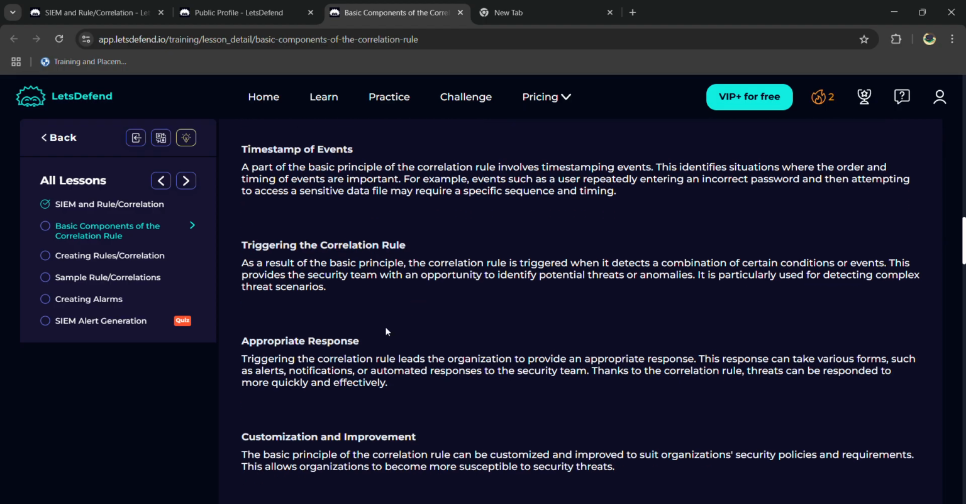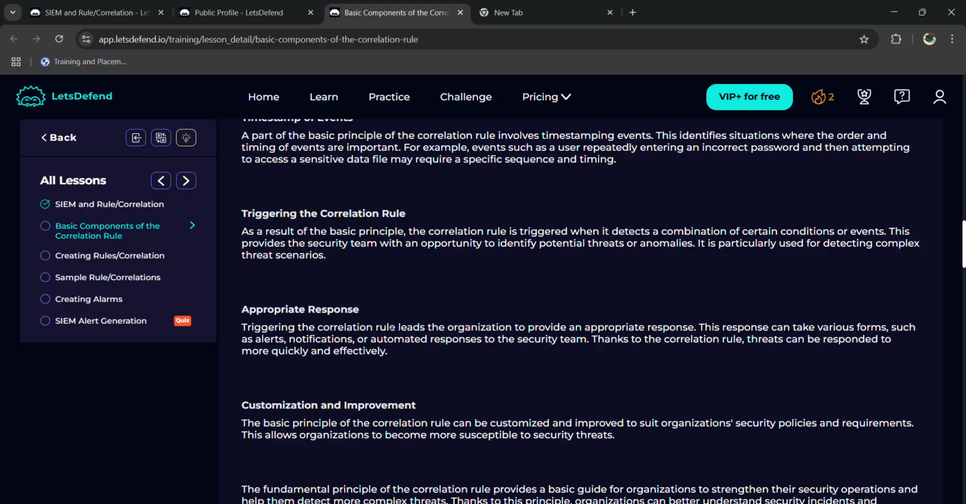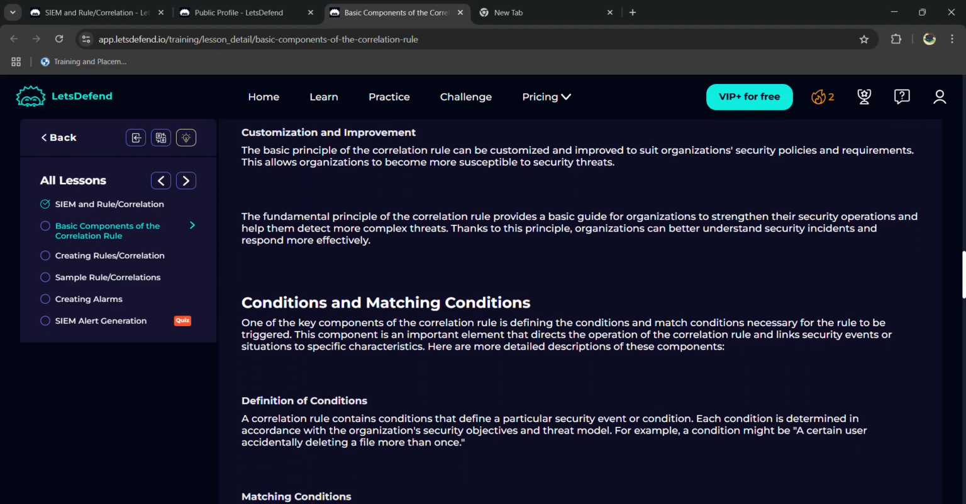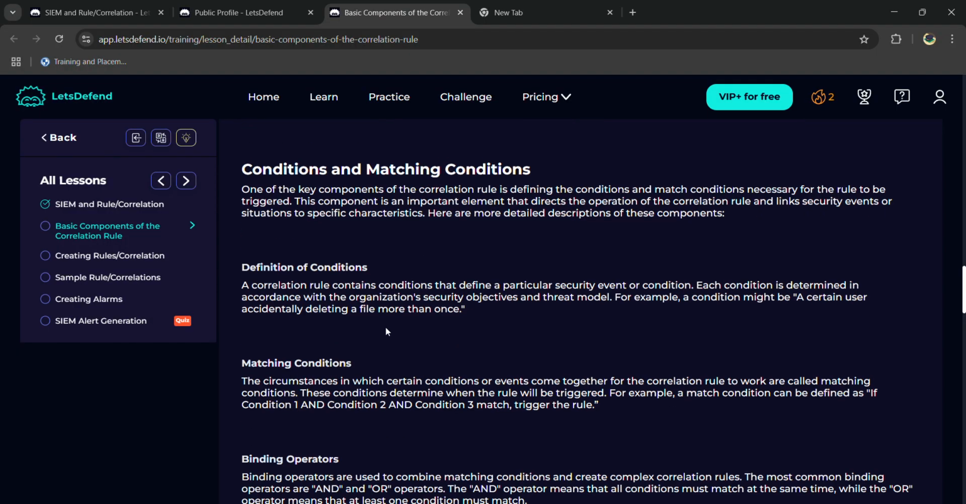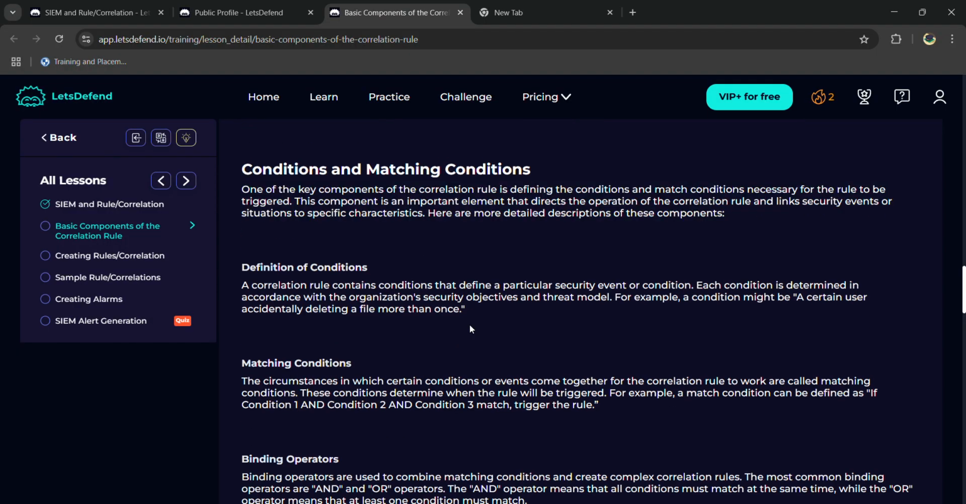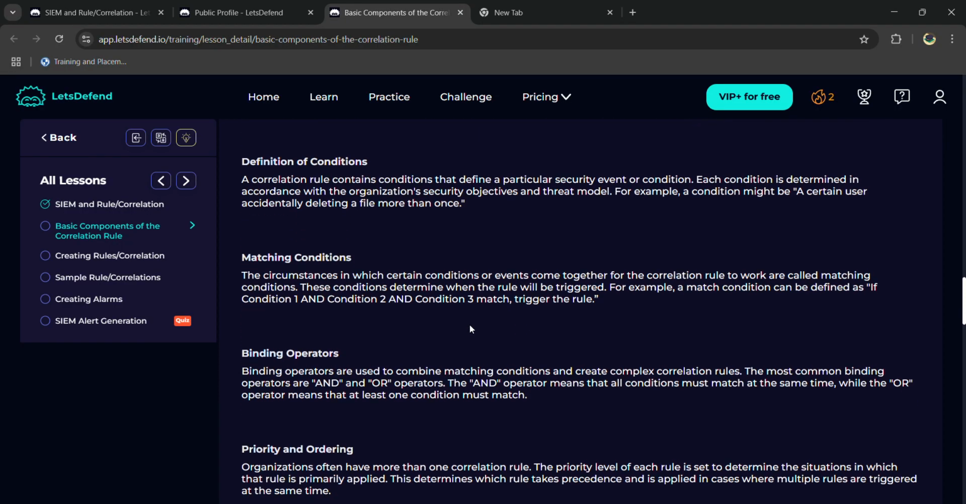Next is timestamp, triggering that correlation rule. Appropriate response, how to respond. Then customization and improvement, condition and matching conditions. One of the key components of correlation is defining the conditions and matching conditions that are necessary for the rule to be triggered. And this component is an important element that directs the operation of the correlation rule and links the security events or situations to specific characteristics.